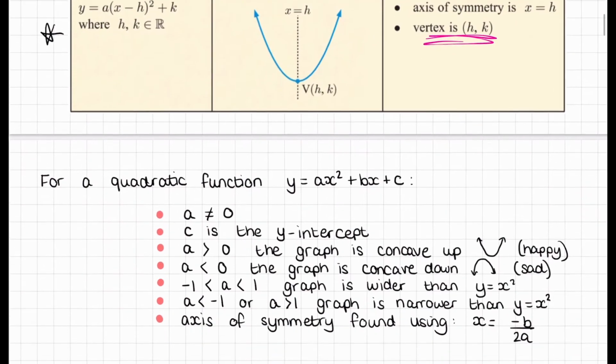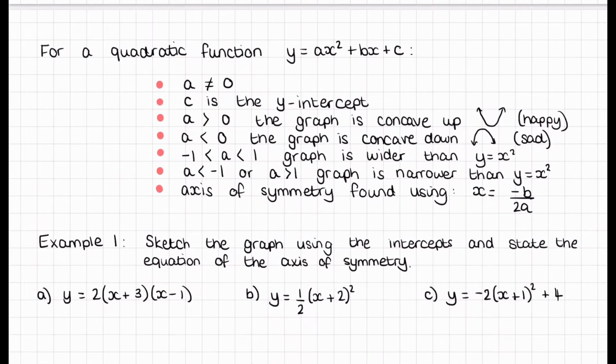Then the final form is a general form, which you see, which is ax squared plus bx plus c. Now in this one, a can't be 0 because otherwise it's no longer a quadratic. C is the y-intercept. If a is greater than 0, so if a is positive, the graph is concave up, it's a happy face. If a is negative, then it's a sad face graph, a sad face parabola.